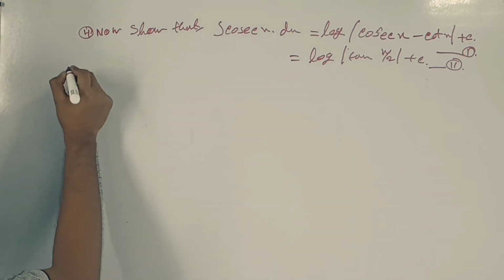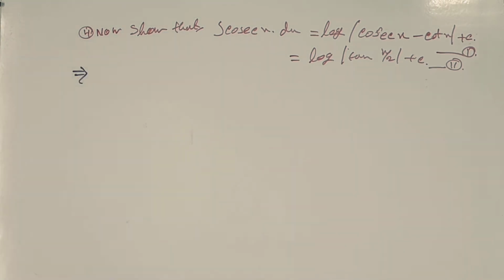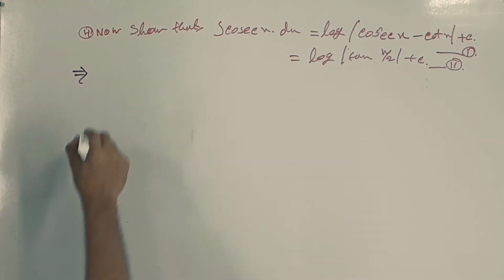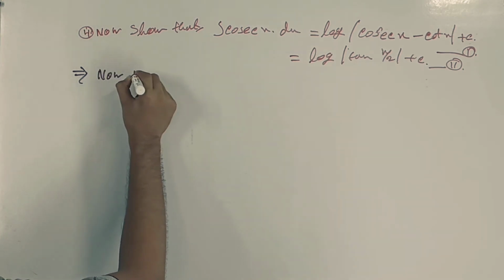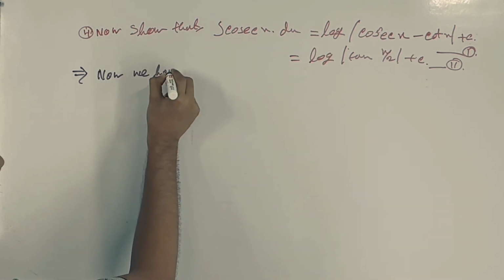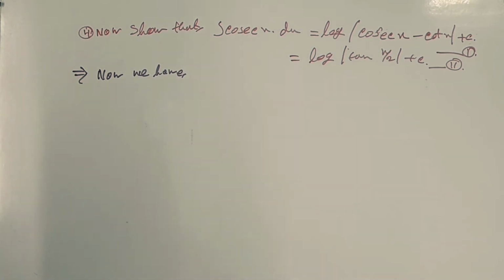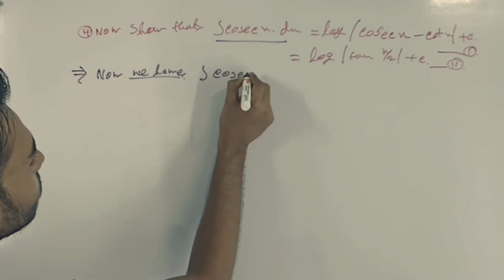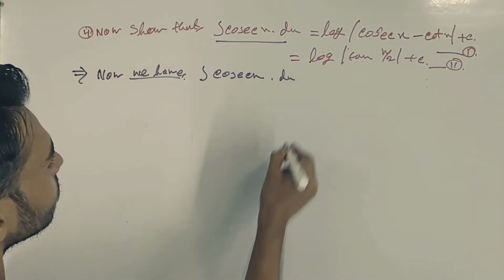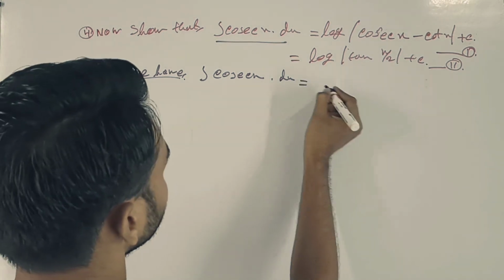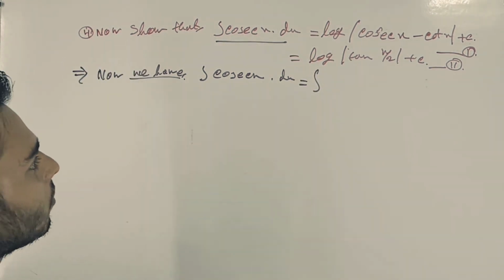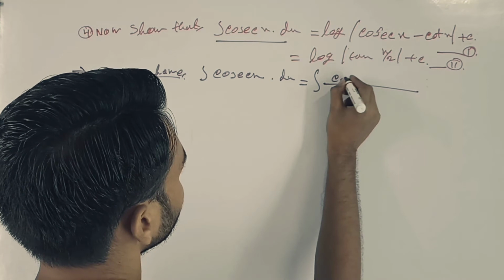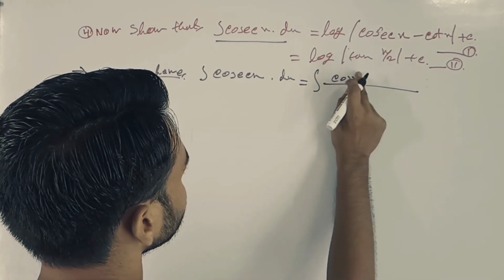And the fourth question is now that the integral of cosec x dx equals log|cosec x − cot x| + c, and the second form equals log|tan(x/2)| + c. Now from this question, I write this: the integral of cosec x dx, we write with the previous formula.